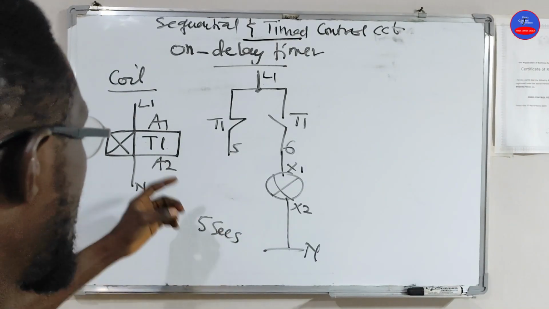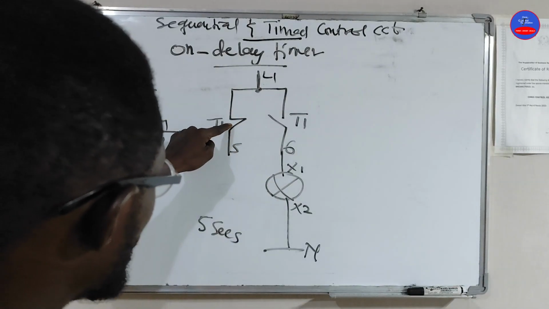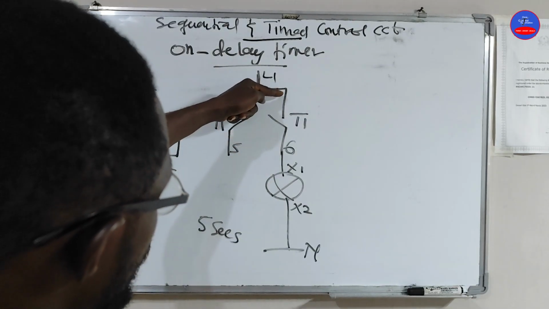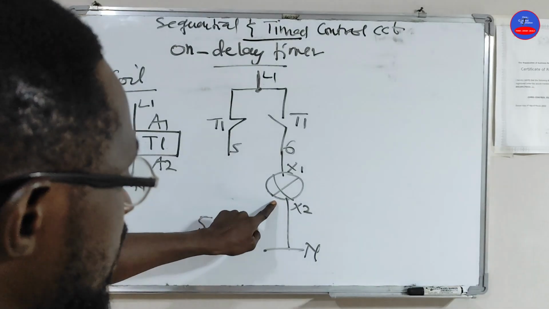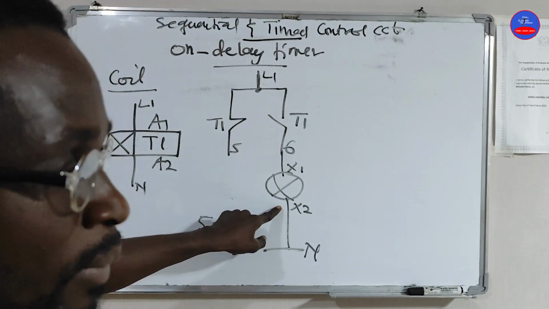5 seconds. So after the 5 seconds, this contact will change their state. The moment this contact opens and this side closes, current will flow through to light the bulb. Okay, this side will close and then the bulb will come on.